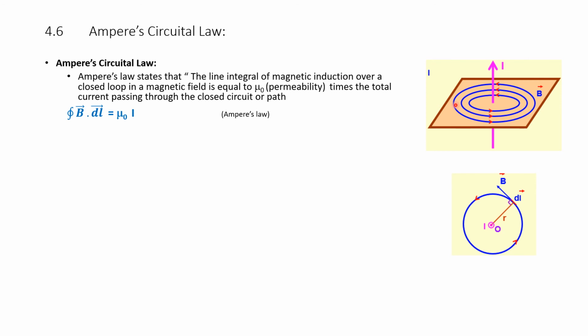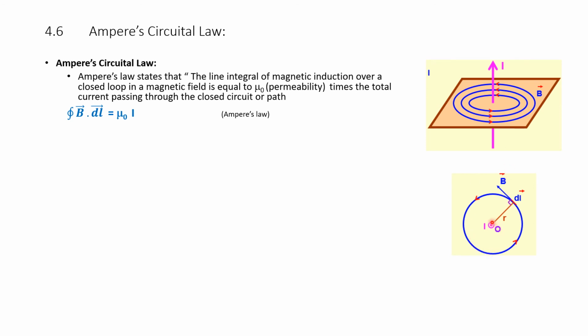Ampere's circuital law says that the line integral of the magnetic induction over a closed loop in a magnetic field is equal to μ₀ times the total current passing through the closed path. That is, in the simplest form, the line integral of B·dl is equal to μ₀I. This is nothing but Ampere's law. So if someone asks what is Ampere's law, Ampere's circuital law is the line integral of B·dl equals μ₀I. This is also represented in this figure.